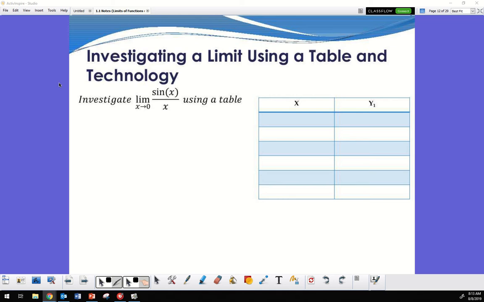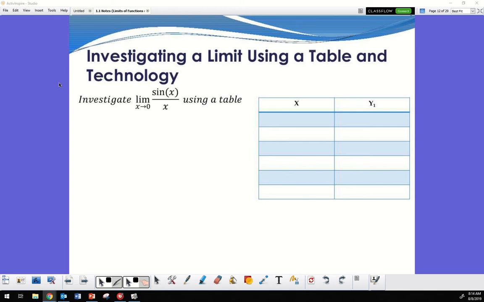All right, so yesterday we did a whole bunch of calculator stuff. For this problem right here, I'm going to go through this kind of quick so you guys can see what's going on. But I would like for you guys to start this out. Go to your graph in the calculator, and go ahead and enter that function.